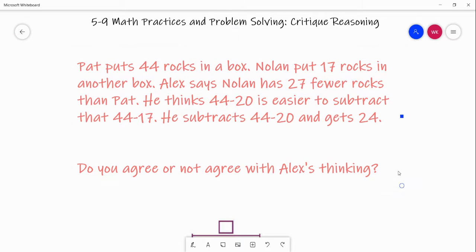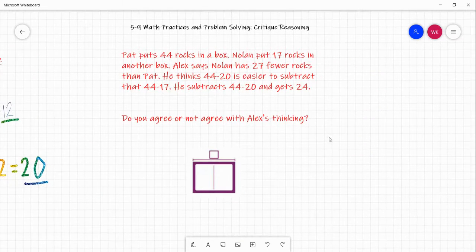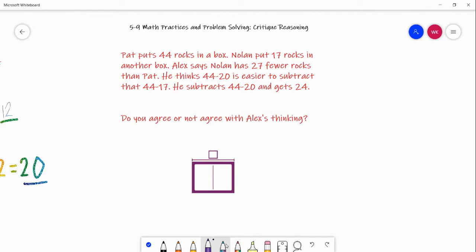So our problem is Pat puts 44 rocks in a box. I'm going to go ahead and draw this out for you guys because I think that's the best way to be able to visualize what is going on. So Pat has 44 rocks in a box. And then it says Nolan puts 17 rocks in another box. So we have Nolan's box has 17.